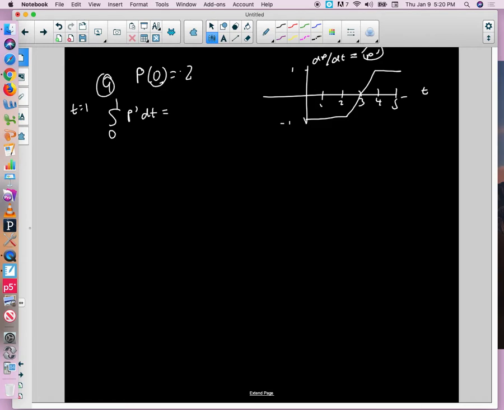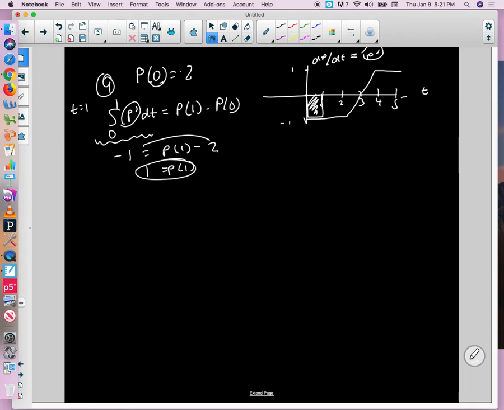Now by the first fundamental theorem of calculus, integrating p prime will take me to p of 1 minus p of 0. Now I'm going to calculate this from 0 to 1, and the answer is obviously negative 1. Right, now they told me p of 0 was 2, so now I know p of 1. If I add 2 to the other side, I get p of 1 is 1. All right, now I'm going to find when t is 2. So I'm going to go from 0 to 2, p prime dt. Fundamental theorem of calculus gives me p of 2 minus p of 0.